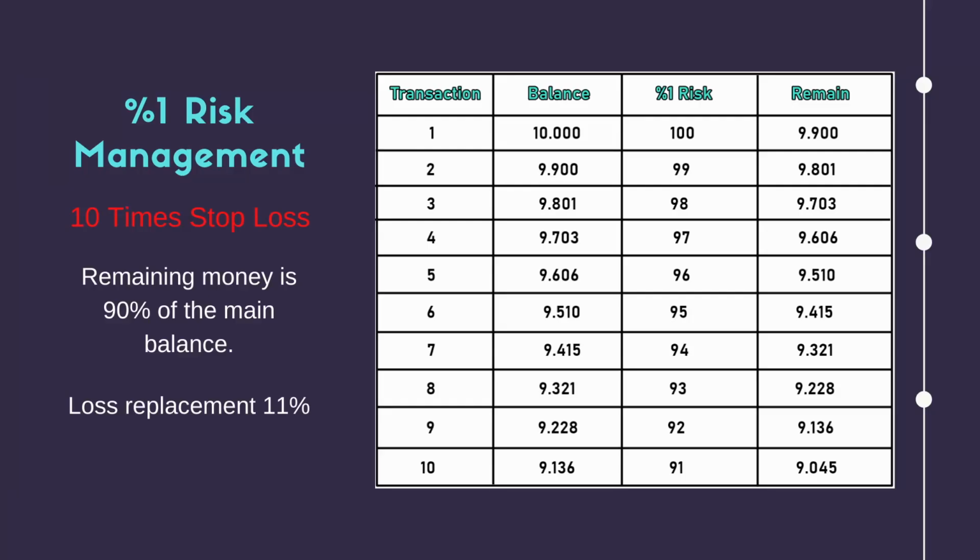Now, let's examine the chart that occurs when a person who risks only 1% of his balance in each trade closes a trade at a loss 10 times. The loss that this person made as a result of 10 transactions is approximately 10% of the main balance. And the replacement rate for this loss is 11%.